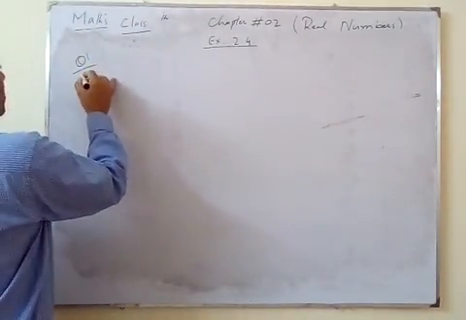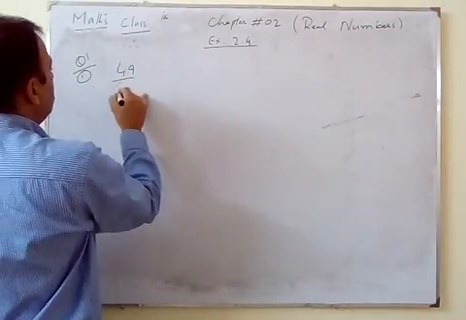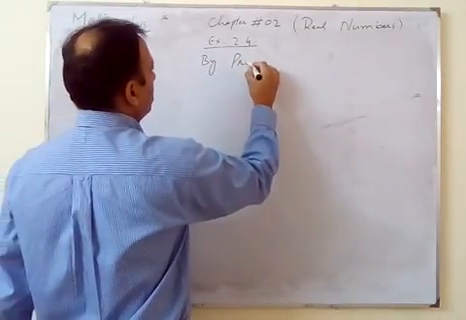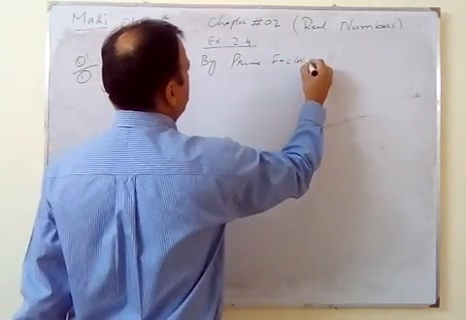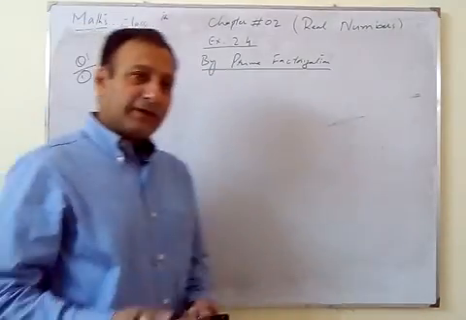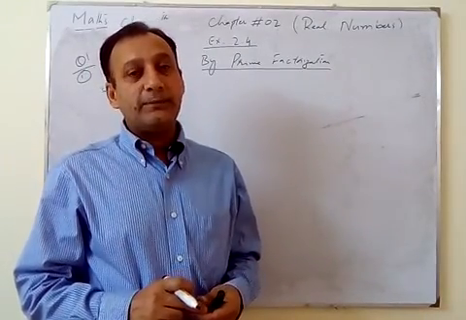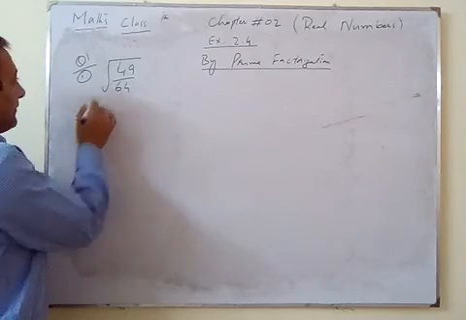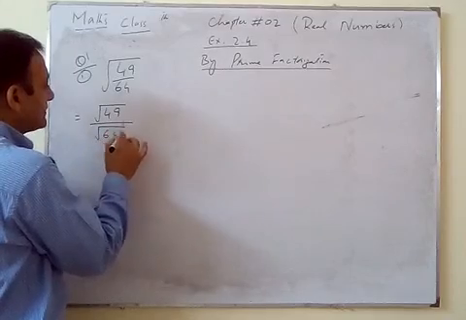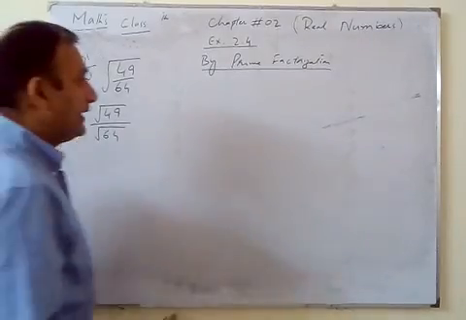Question number 1: 49 by 64. Find the square root of this by prime factorization. Through prime factorization we have to find the square root of this 49 by 64. So this can be written as square root of 49 divided by square root of 64. We have to find square root of both separately.